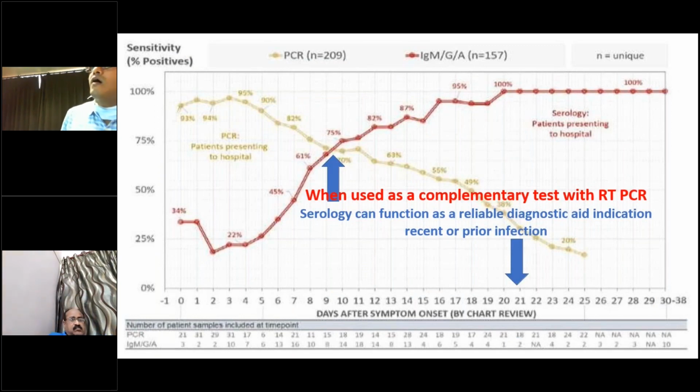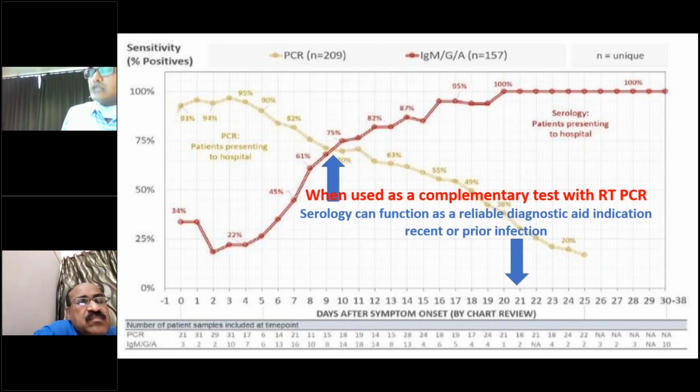Now this is a chart which beautifully explains how the sensitivity of RT-PCR decreases with onset of the symptom, and the maximum sensitivity of RT-PCR is at around 3 to 4 days after the onset of the symptom. Then it gradually falls and it becomes almost undetectable by 25 to 26 days.